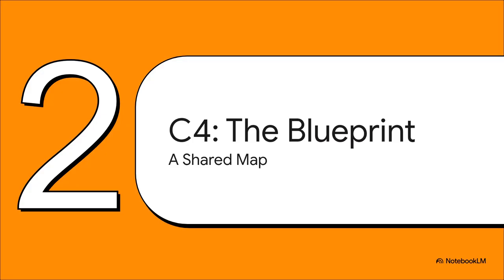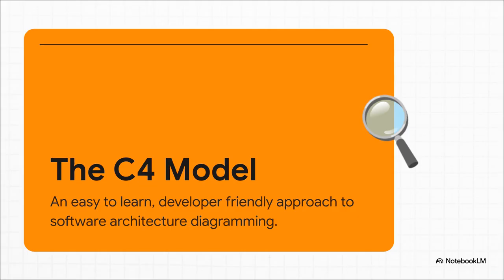So how do you fix that? Well, the first step is getting everyone a shared map. And that's where C4 comes in. Think of it as your architectural blueprint. It's designed to give everyone on the project a common language to speak. Now, the real magic of C4 is just how simple it is. We're not talking about some super dense academic framework here. No, the whole point is that it's an easy-to-learn, developer-friendly approach that uses simple diagrams that, honestly, anyone can get, from the project manager all the way down to the newest developer on the team.